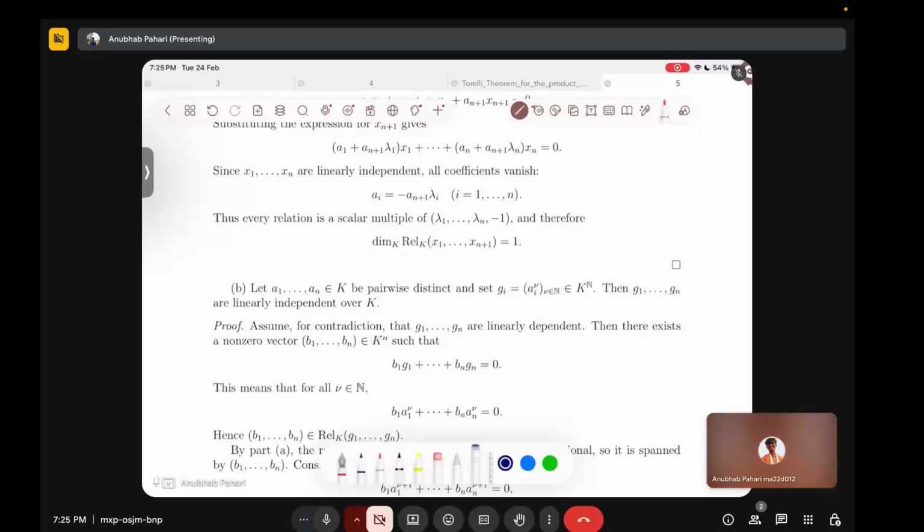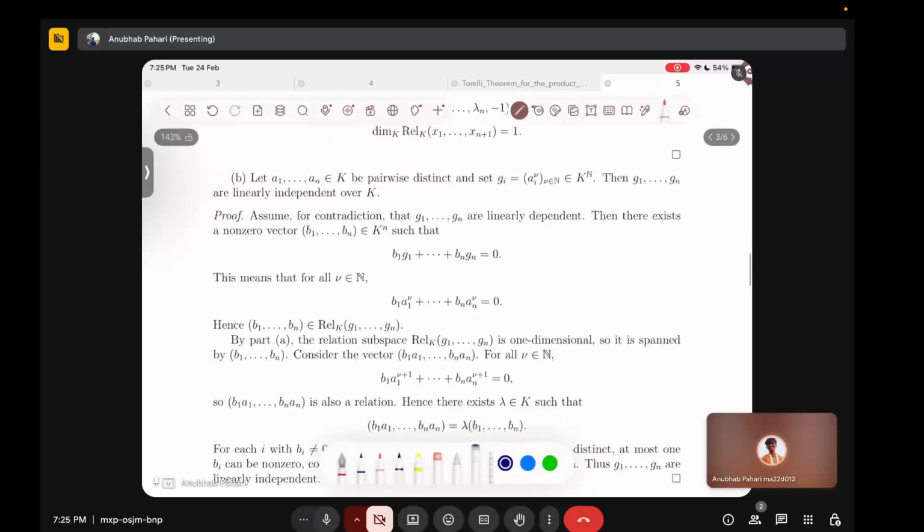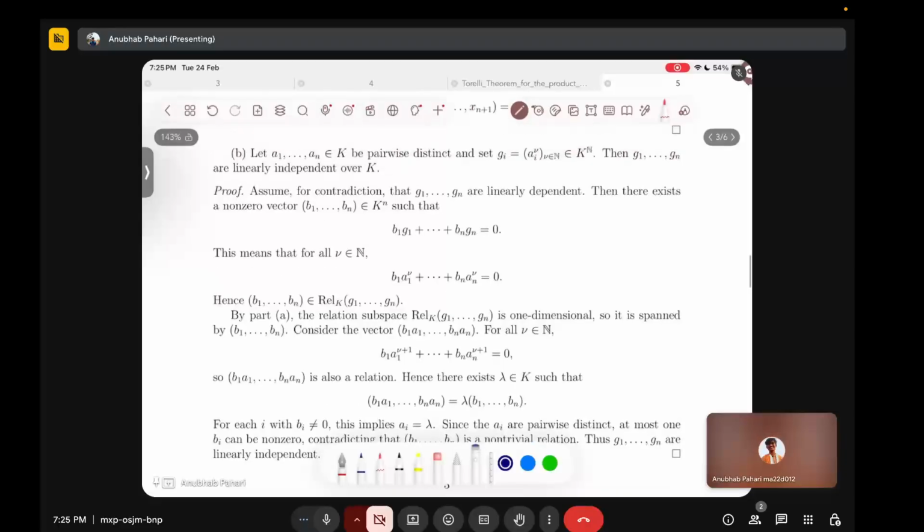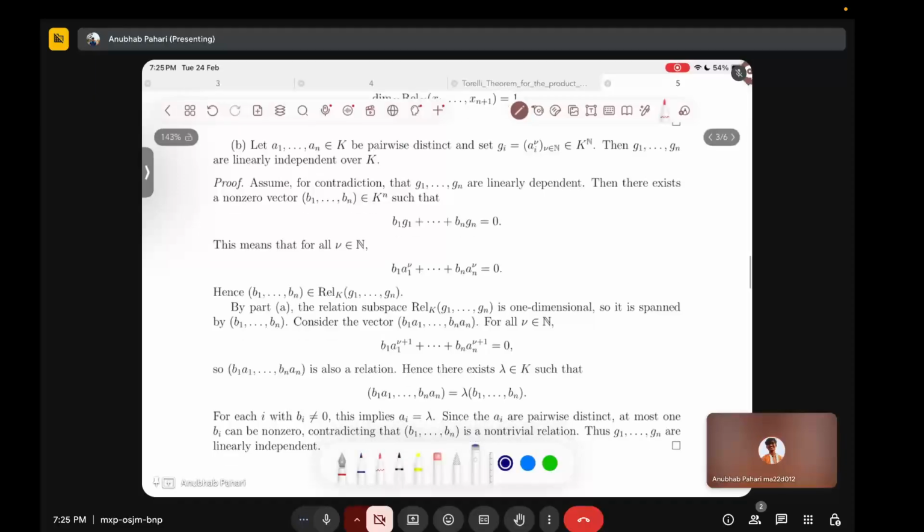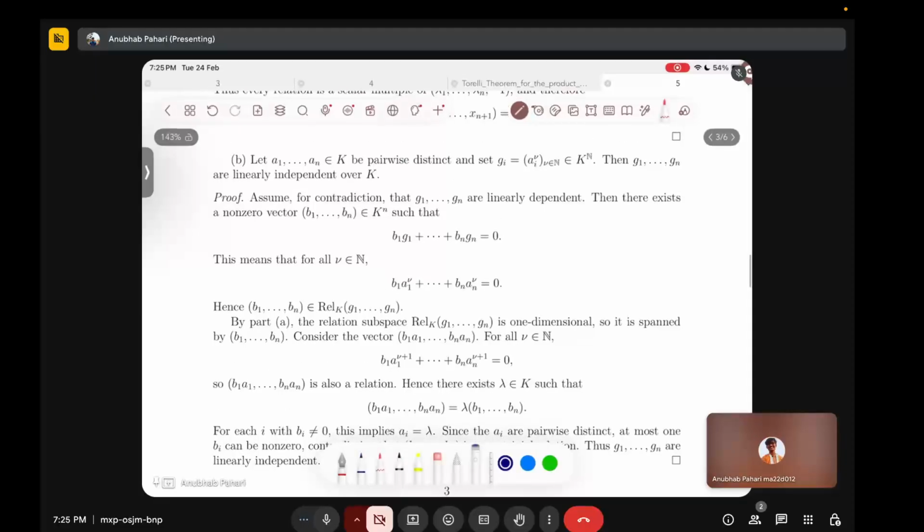And now if you look into the next problem, that says let a1 to an in k be pairwise distinct and set gi equals ai to the power v, for v belonging to the natural numbers, in k to the power n. Then g1 to gn are linearly independent over k. Again, try this for 5 minutes and then we can start discussing this.